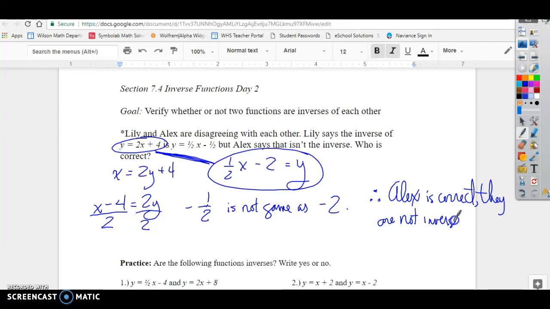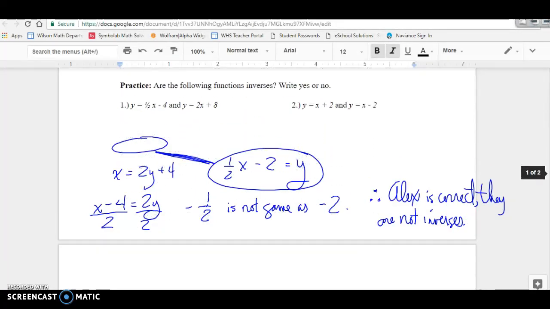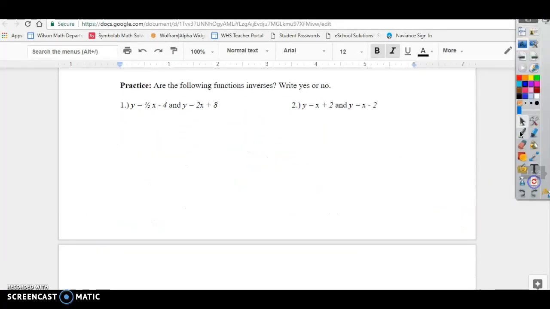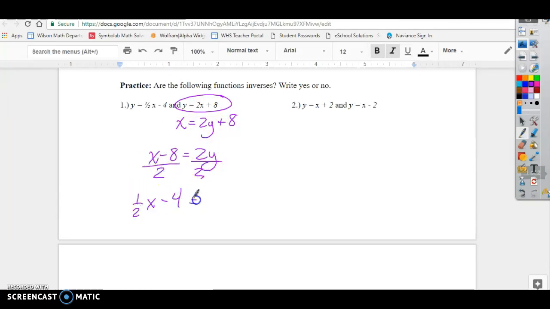Okay. Moving right along. So what we're basically doing here is testing to see if these functions are inverses or not. I'm going to do this one because it looks more simple. Switch the x and the y. Remember, you get to pick between the two. Switch x and y. We're now going to subtract the 8 over, and then divide by 2. So this is a half x minus 4 equals y. And the answer would be yes. These are inverses.